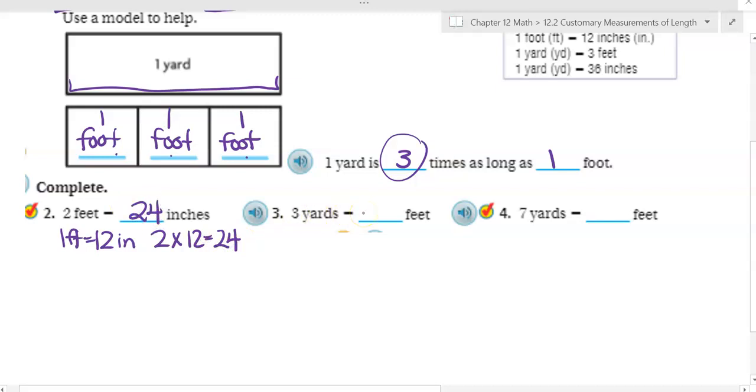3 yards equals how many feet? Well, I know that each yard has 3 feet in it. So I'm going to do 3 times 3 and get 9. So 3 yards equals 9 feet. Last but not least, I have 7 yards into feet. So I'm going to take that number 7 and multiply by 3 because there are 3 feet in a yard. 3 times 7 is 21. So there are 21 feet in 7 yards.